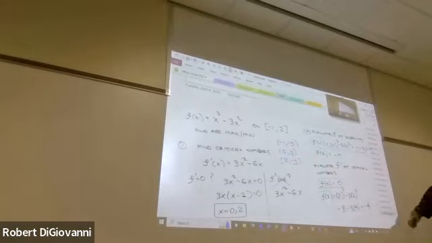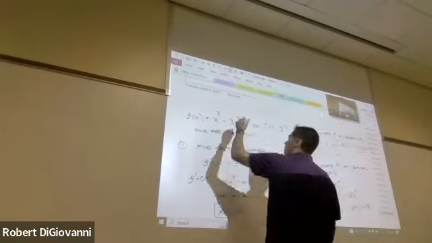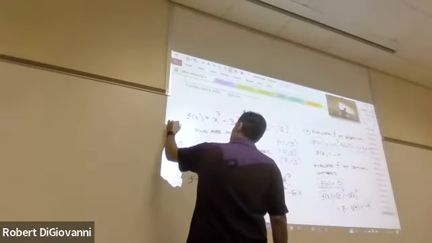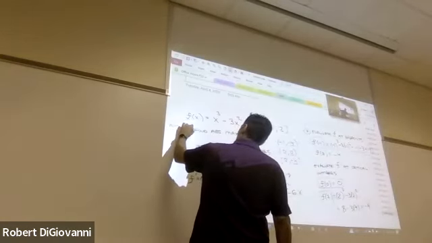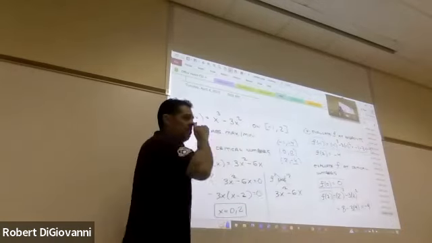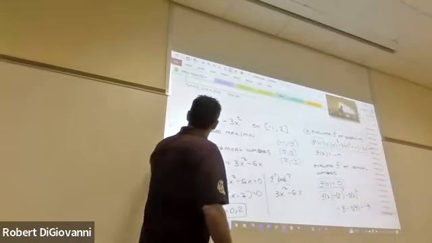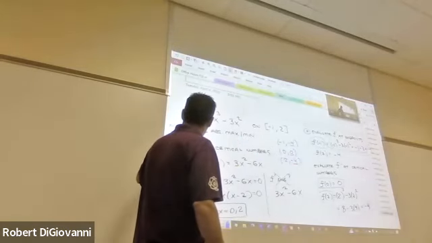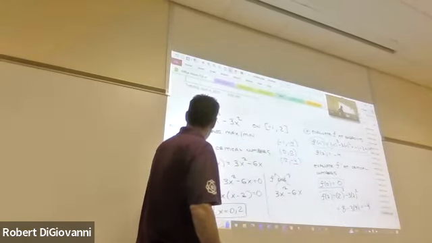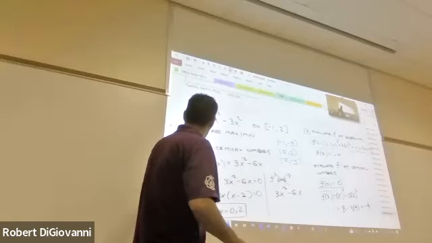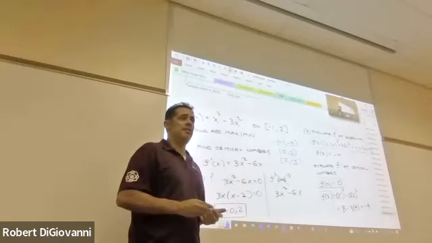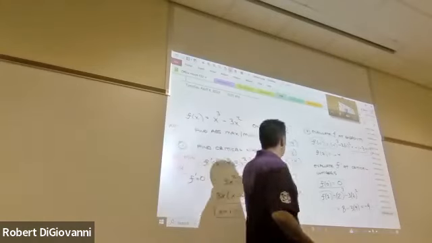So what is the absolute maximum value of this function? What's the absolute max on that interval? 0. That's the highest value you get. What's the absolute minimum value of this function? -4. And it happens at 2 different places, doesn't it? It actually happens at 2 different places.